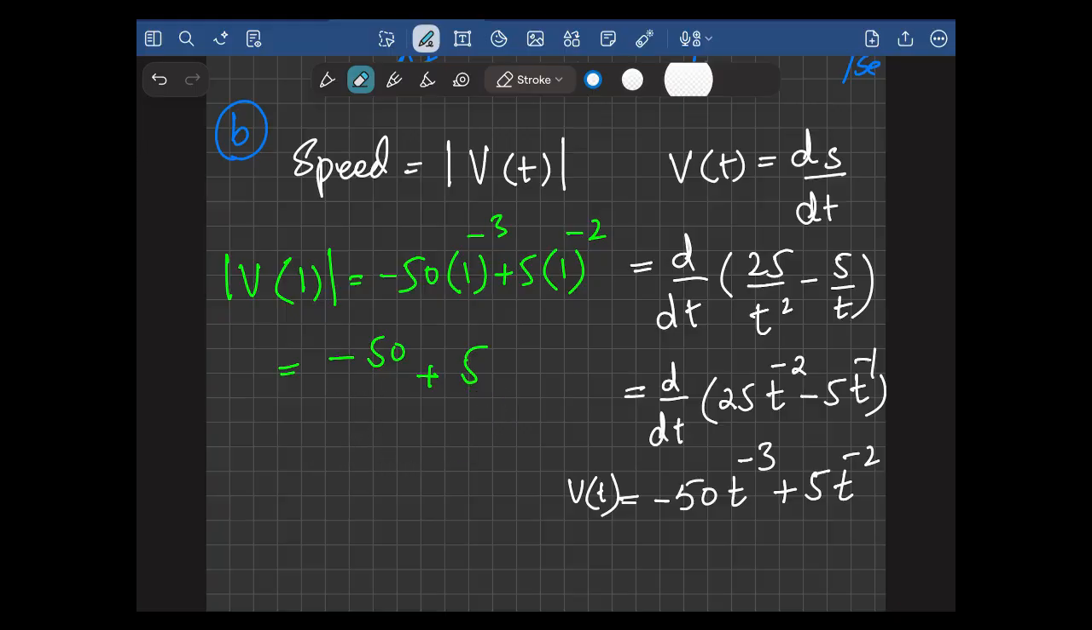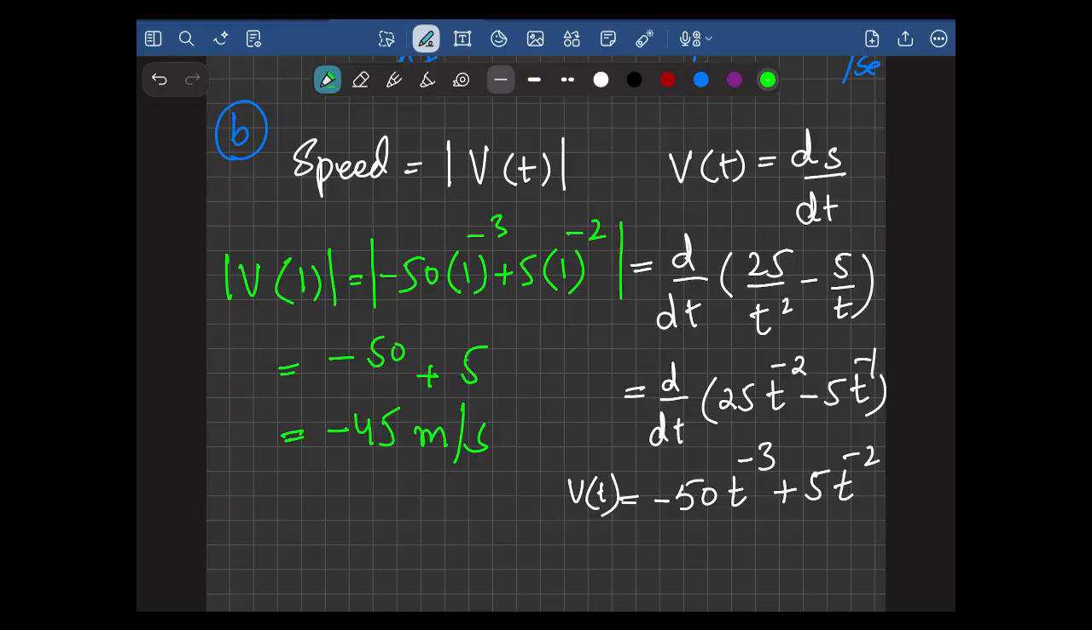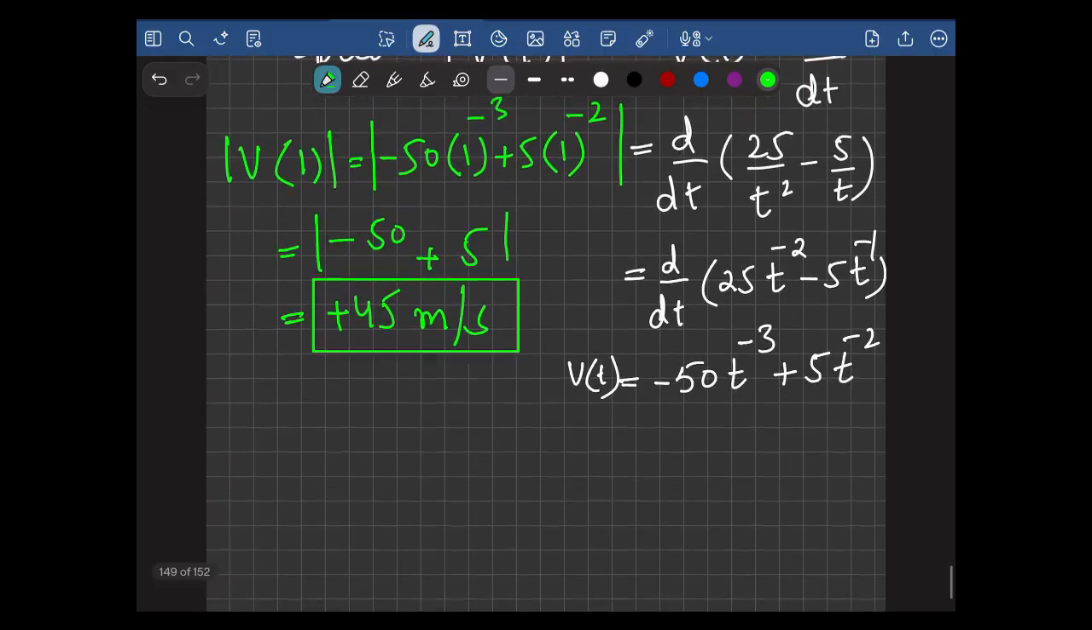So we are done. So it's minus 50 plus 5, which is minus 45 meter per second is the speed when t equals 1. And due to the absolute value afterward, as we are looking for the absolute value, this minus 45 becomes positive, and this is our speed at one of the endpoints. Now the speed at the endpoint 5 will be something like this.